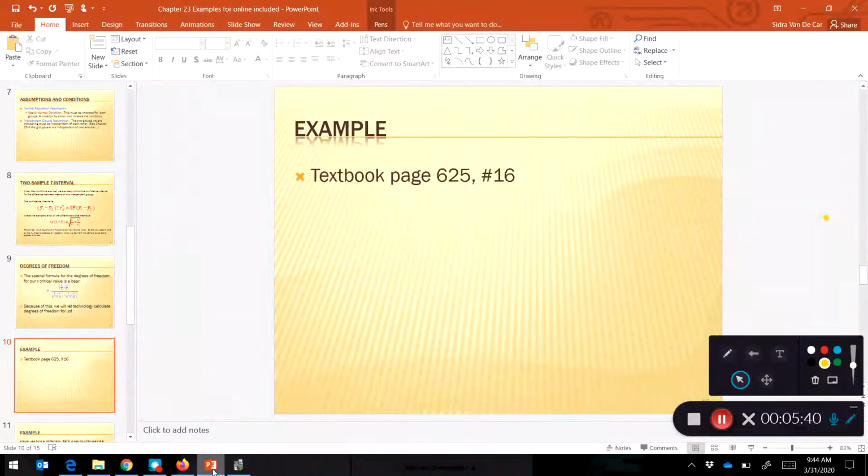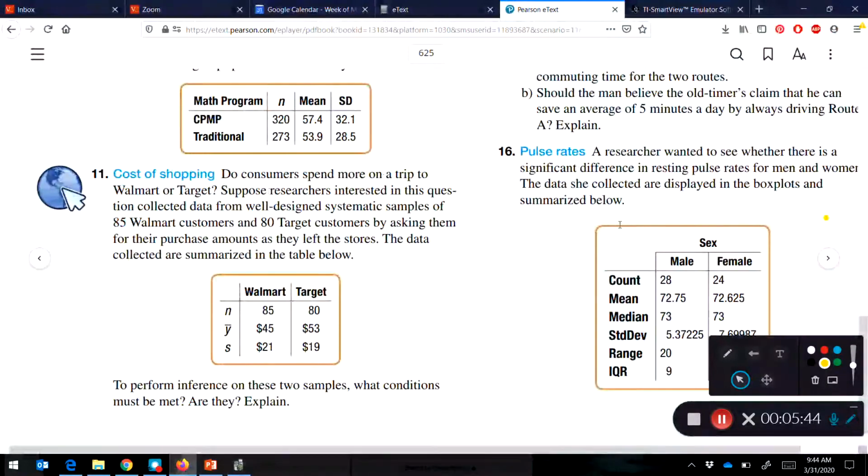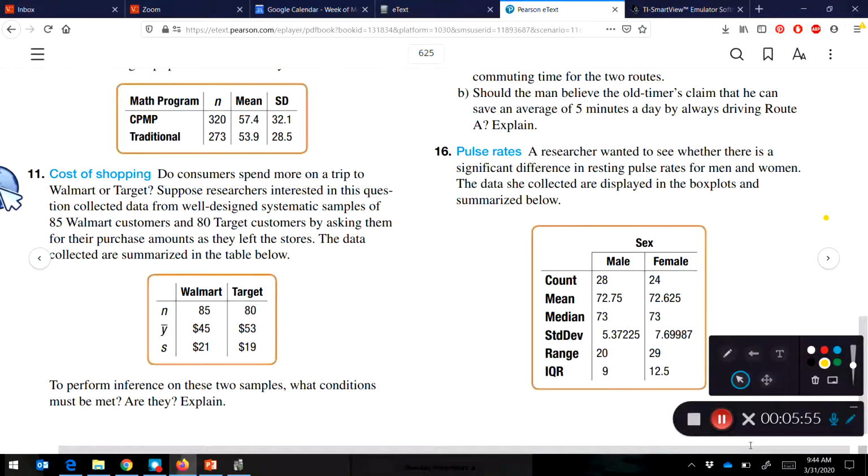So I'm going to go over here to page 625 of the textbook. My textbook is here. And look at this problem. A researcher wanted to see whether there is a significant difference in resting pulse rate for men and women. So the data that she collected is summarized here. We have 28 males, 24 females. Here are our means. They look pretty close, 72.75 and 72.625. Median, standard deviation, and so on.